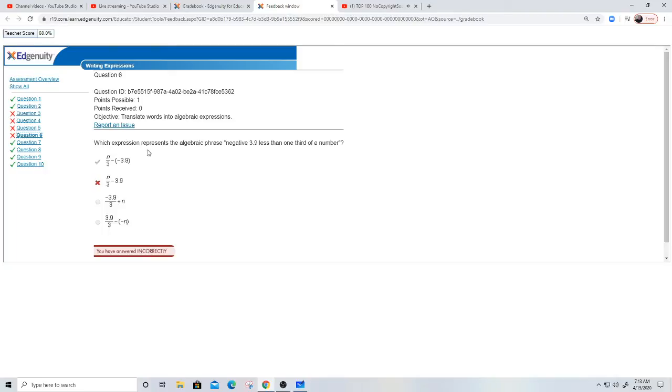Alright, so I think that exact same thing we just talked about is what got you here. Which expression represents in the algebraic, meaning, in numbers and letters, negative 3.9 less than 1/3 of a number, right? So look, excellent. Again, this is kind of nitpicking. You're on the right track, okay? But here's the key. If we have a negative here, negative 3.9.